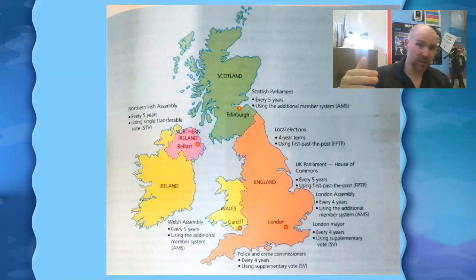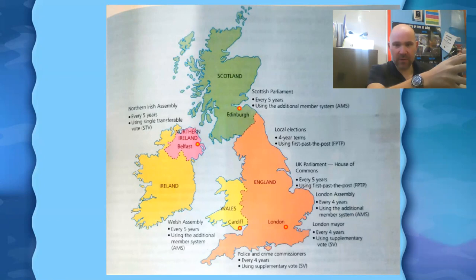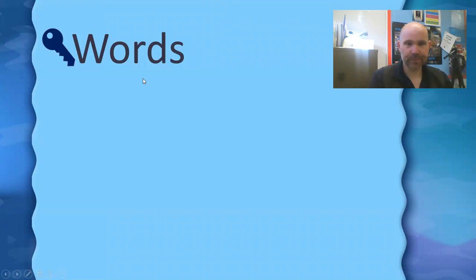And so one of the other concepts you'll be learning about is why Ireland, for example, has a different system to the rest of the UK. Why the London Mayor uses a different system to the Scottish Parliament, for example. So we'll be coming back to this map on a regular basis. Keywords. You can see what I did there, a little keyword thing going on. These are some of the terms that you're going to be learning throughout this module.